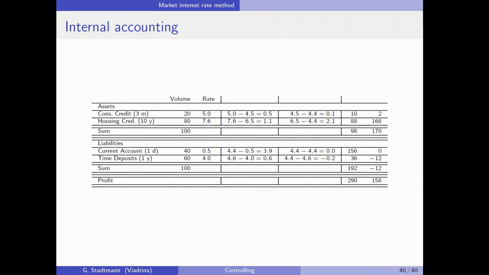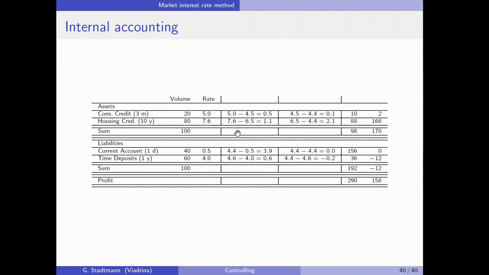In the internal accounting, we try to split the profitability of each position into two parts. The first part is the part where we take into account that this bank is operating with real customers, so with private households and companies. And the second part should acknowledge the fact that the yield curve is upward sloping.